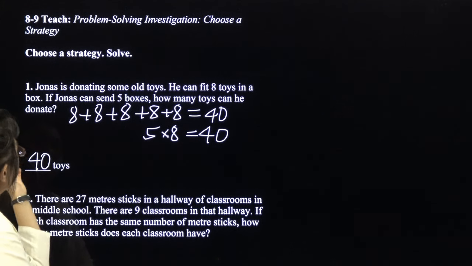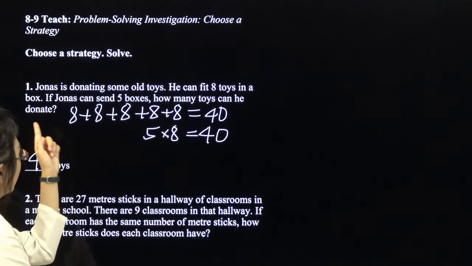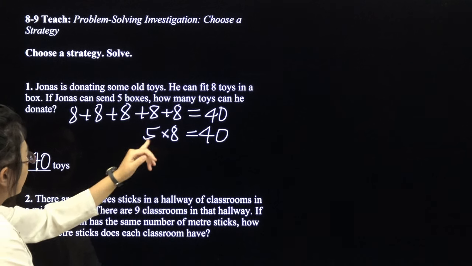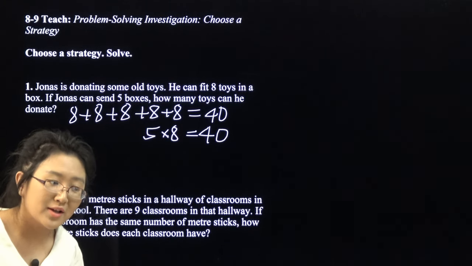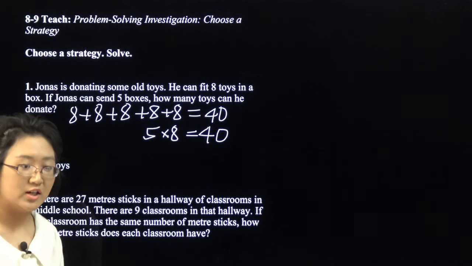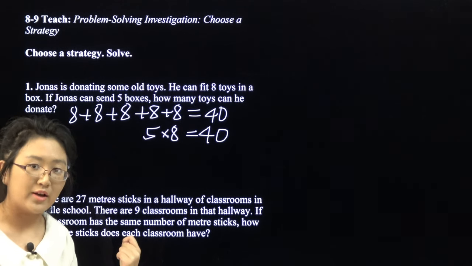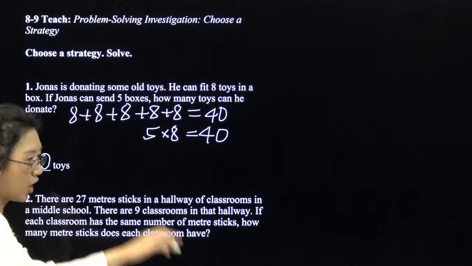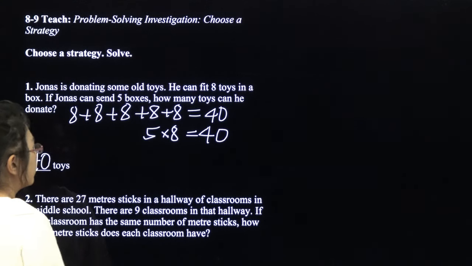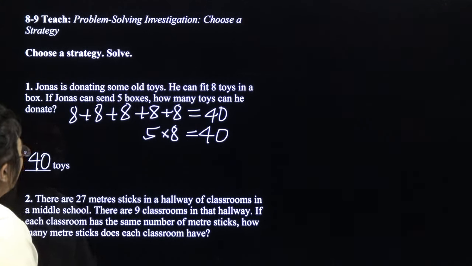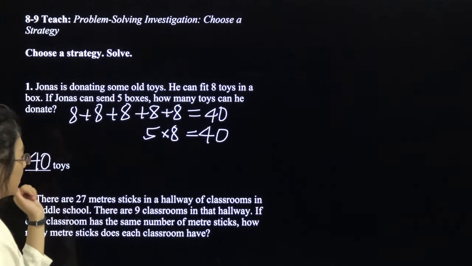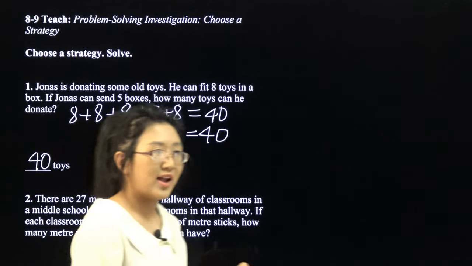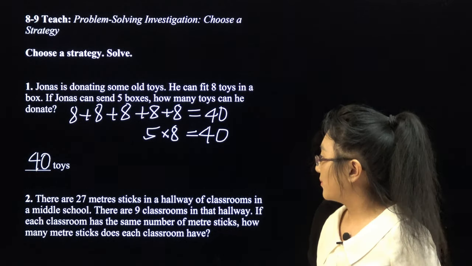He can fit 8 toys in a box and 5 boxes. So that's 8 toys, 5 boxes, 5 times 8, 8 times 5. The commutative property is actually not only addition, it does apply to multiplication. It does not apply to division. So we have our information correct. Did we answer the question? How many toys can he donate? 40 toys. Okay, that's fine. Now we can move on to the next question.